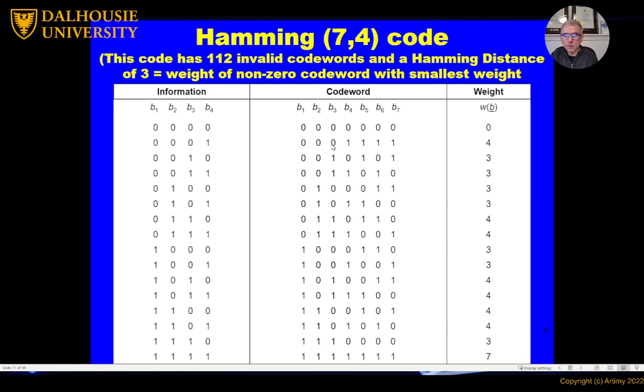I start with 4, I add 3, I end up with 7. The weights are here, right? But you can see the minimum distance between the first one and the second one is 4. Between the first one and the third one is 1, 2, 3. And if I continue, I'll find that the minimum Hamming distance is 3.